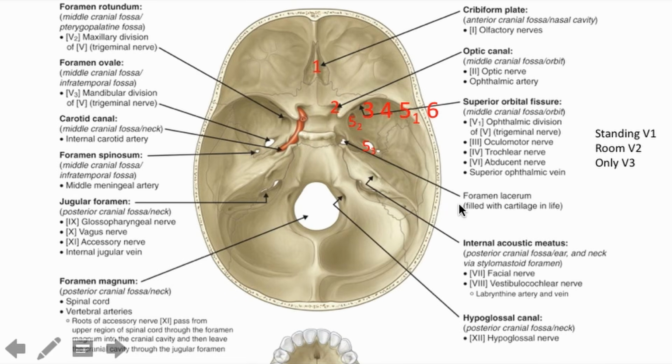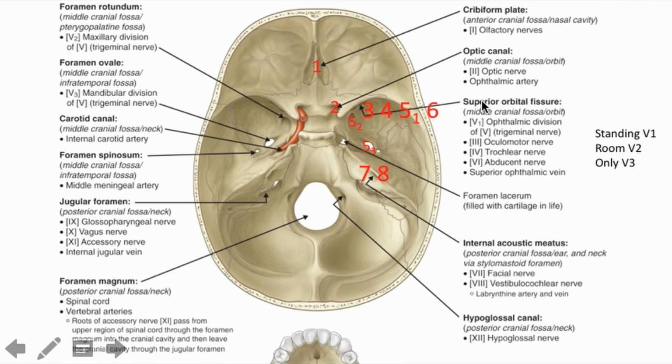Then we have cranial nerves 7 and 8, and those go through the internal acoustic meatus, right here. Oh, and over here, what that popped up said, standing room only, so you can think of the V1, V2, and V3.